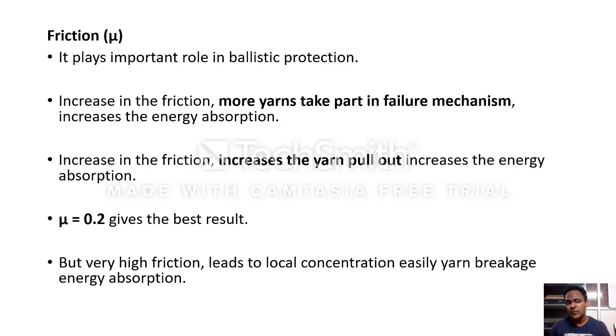So the mu value, normally the friction is expressed in mu. Here the mu value should be 0.2. The value should not be too low or too high. If it is too low, the projectile will easily penetrate inside the textile material. But if the value is very high, that is also a problem. It will lead to local concentration, so that the yarn will break before the energy absorption takes place.